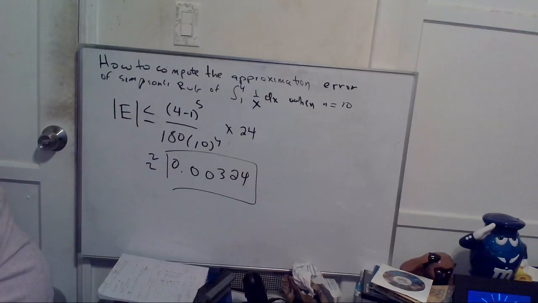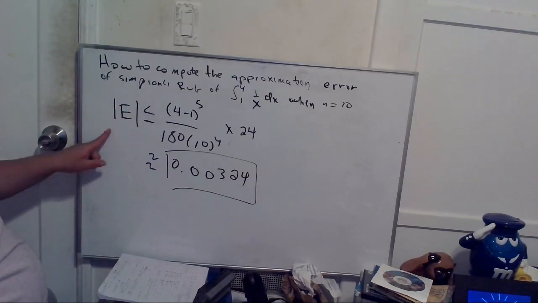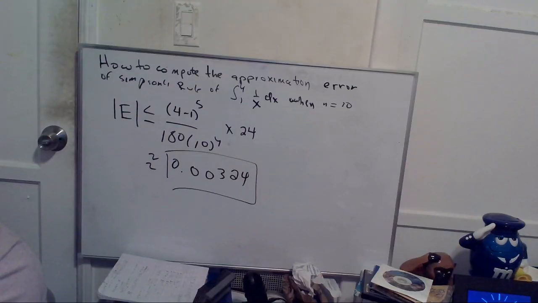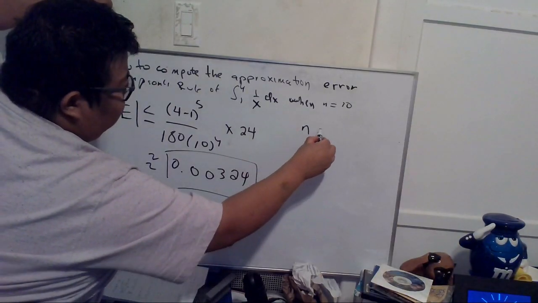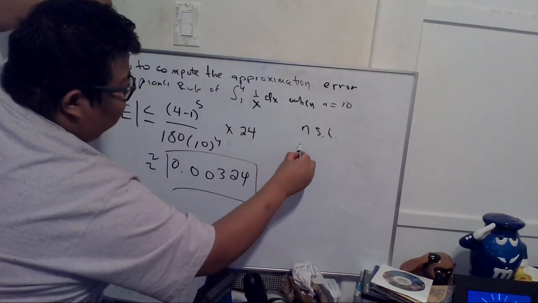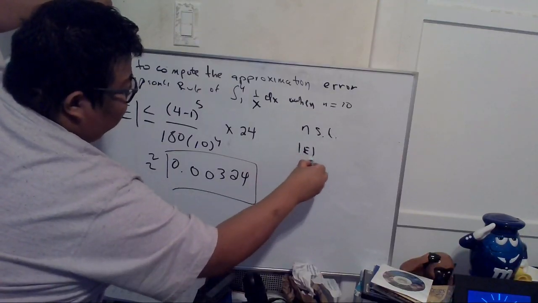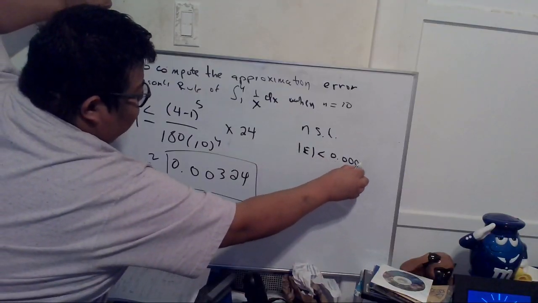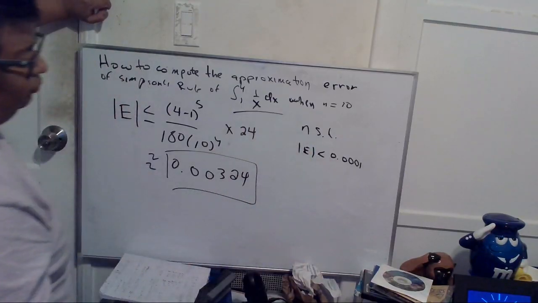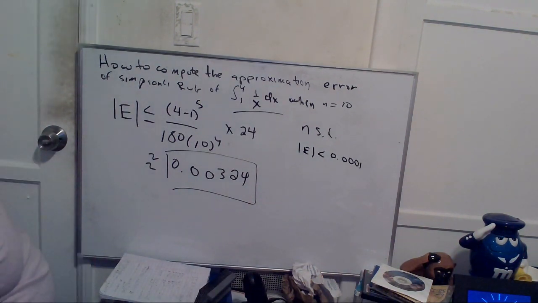In the next video, which I'm going to create after this one, I'll find n such that the error is less than 0.001 for the same function. So look for my next video, okay?